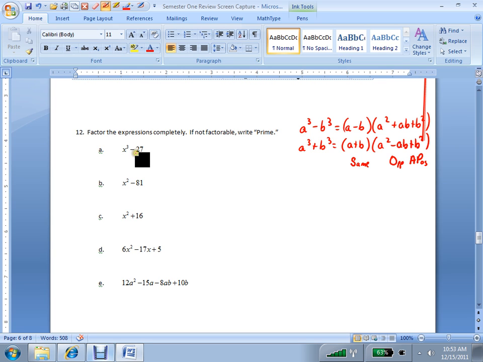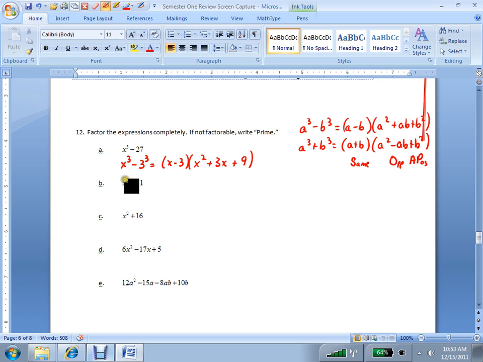Let's use that with this cubic. I'm going to rewrite this as the one at the top. I'll rewrite it as x to the third minus 3 to the third. Now I will fill in using my formula. x minus 3, a squared is x squared, plus a times b, x times 3, and then plus b squared. So plus 3 squared is 9. That is complete.